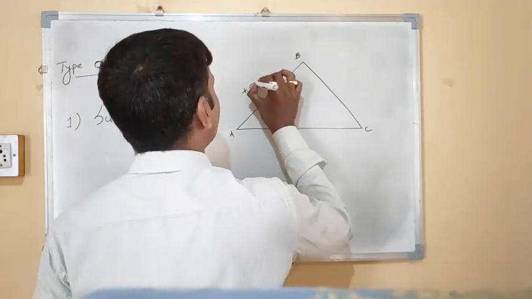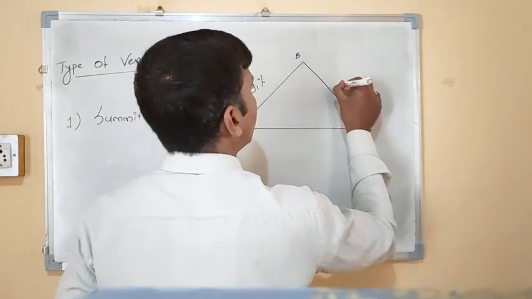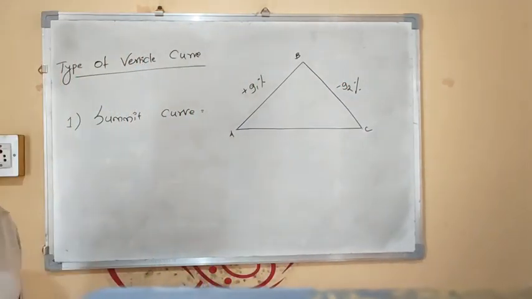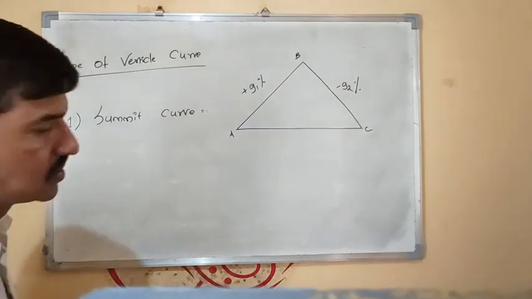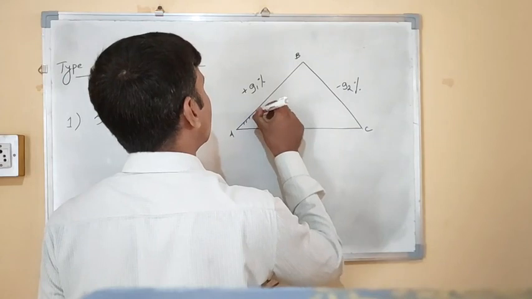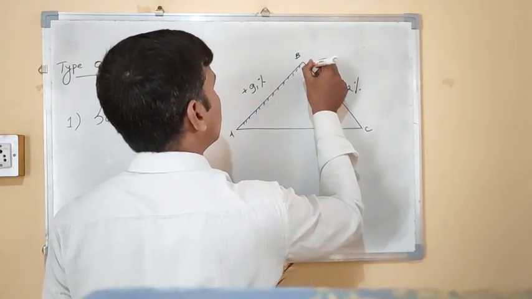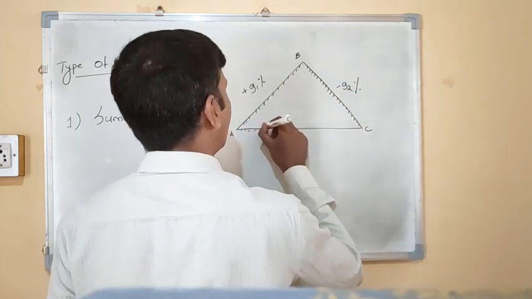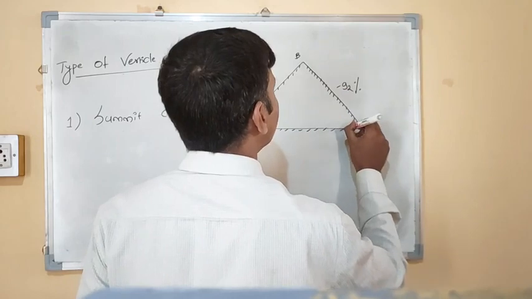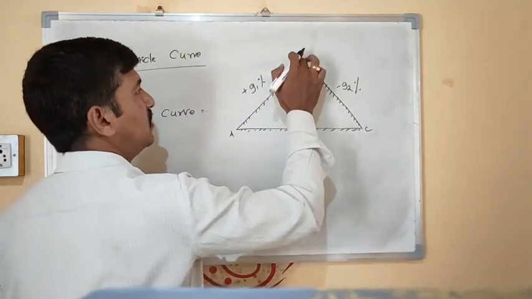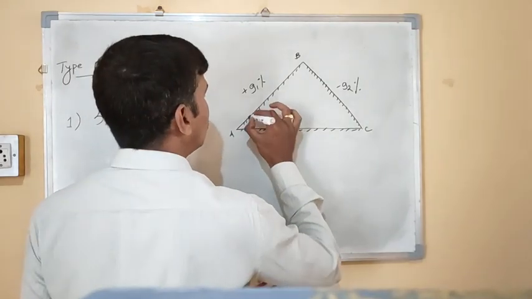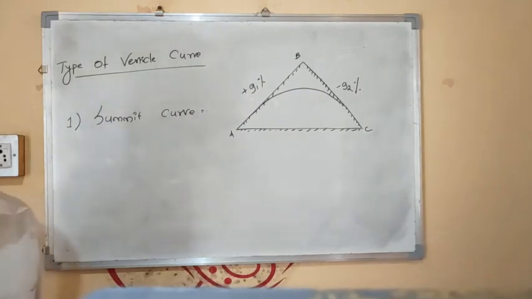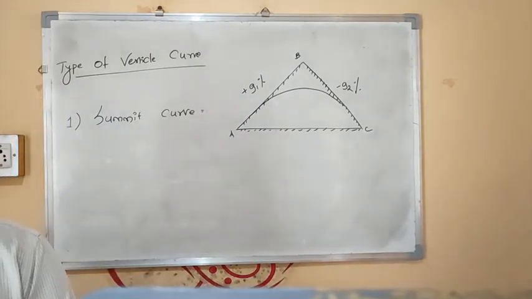So let us take it as positive G1 percent, and let us take the downward gradient as negative G2. So G1 and G2 are the two gradients, and this is the ground level, we can say. Where two gradients meet, one is an up gradient from A to B, and from B to C it is a down gradient, this is called your summit curve. The up gradient and down gradient meet at a point, and they form a curve.